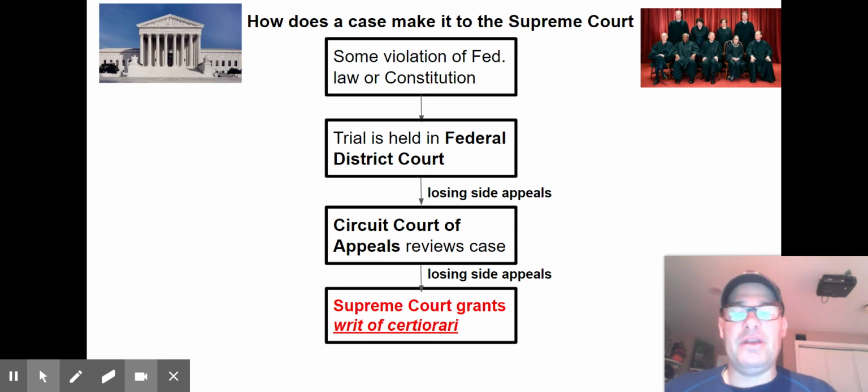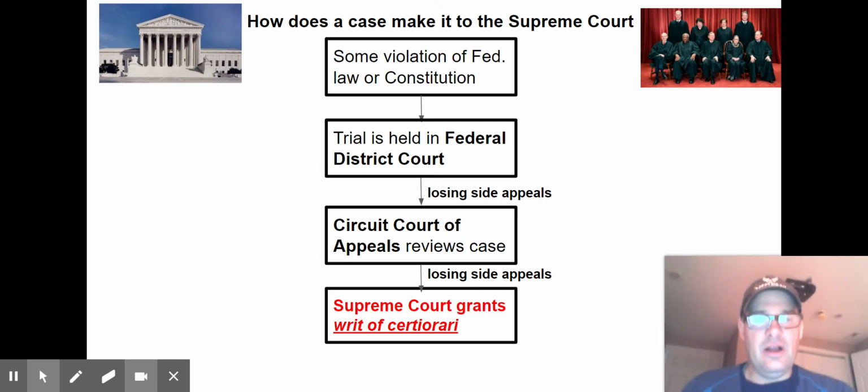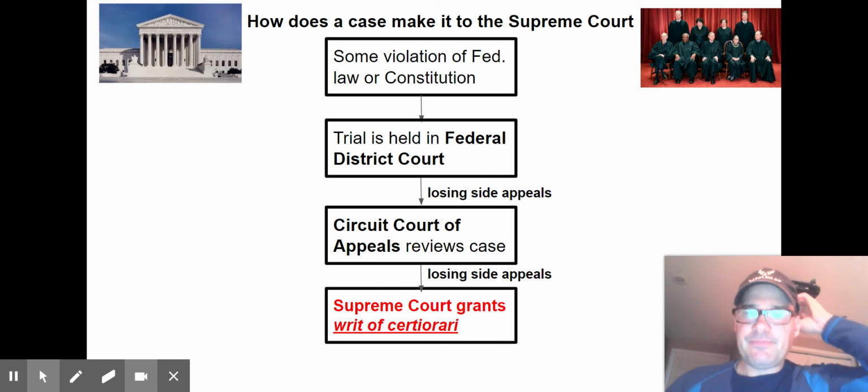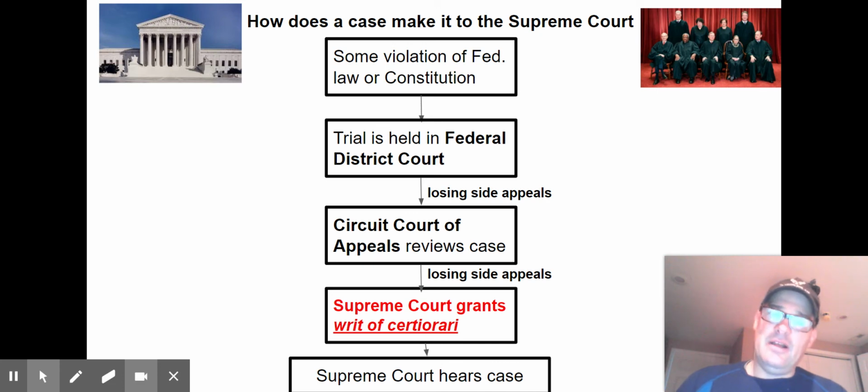A writ of certiorari simply means you have the right to come here and be heard. Four justices out of nine must say yes for a court case to be heard. So that's the next step. If it's granted, then the Supreme Court hears the case. If it's not, which the vast majority are not, then it won't be heard.